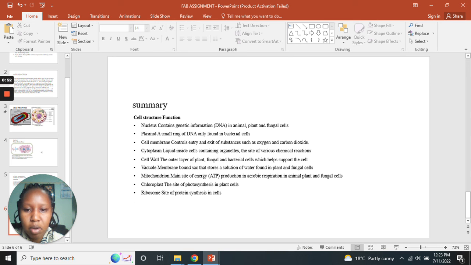The vacuole is a membrane bound sac that stores a solution of water, found in plant or fungal cells. Then we have the mitochondrion, the main site of energy, that is ATP production in aerobic respiration, in animal, plant, and fungal cells. Then the chloroplast, the site of photosynthesis in plant cells. The ribosome is the site of protein synthesis.